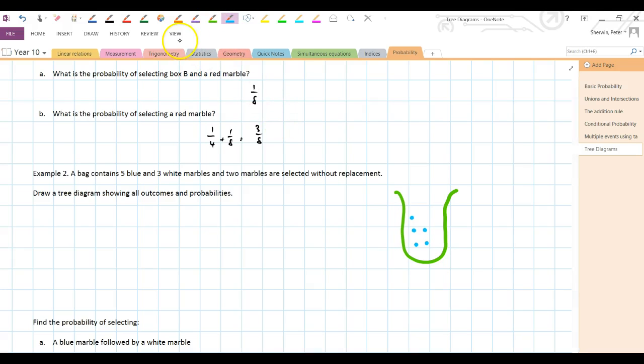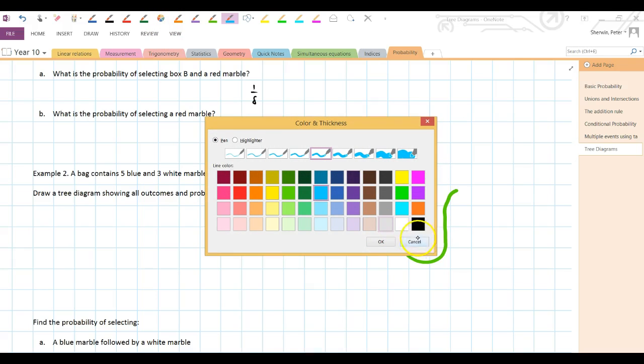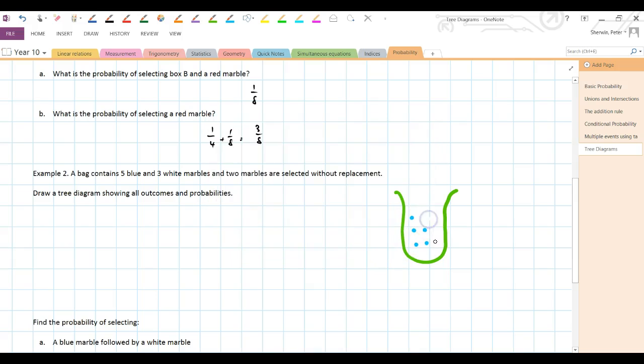We might just change that to 3 green, shall we? Anyway, you get the idea. 3 white marbles. I wonder if on my colour wheel I can do something pretty clear. 1, 2, 3. Invisible marbles, there you go. So we've got 5 blue and 3 white. 2 are selected without replacement.